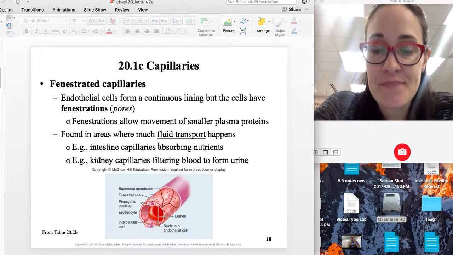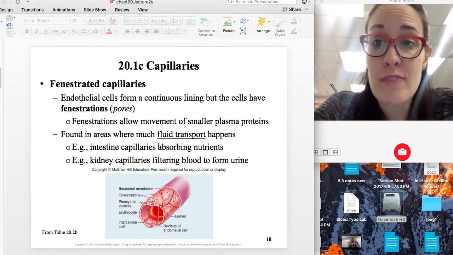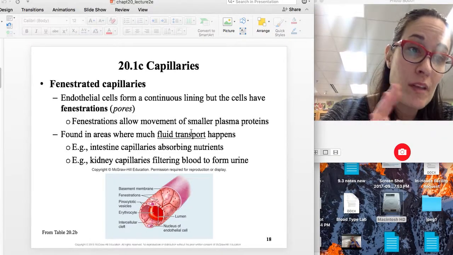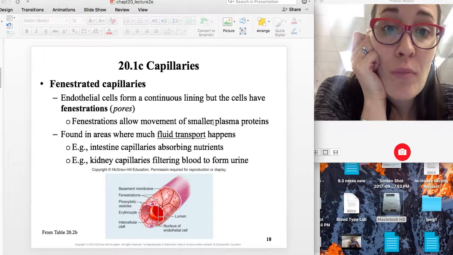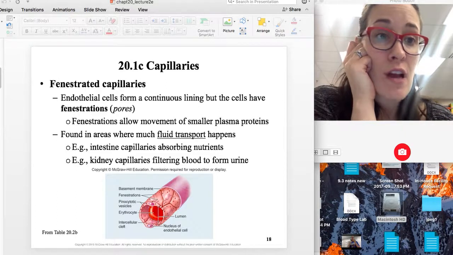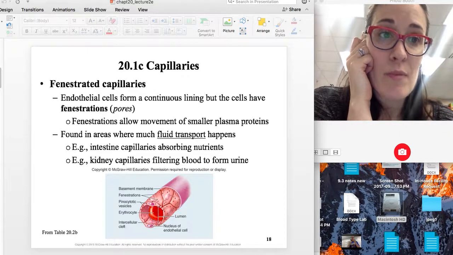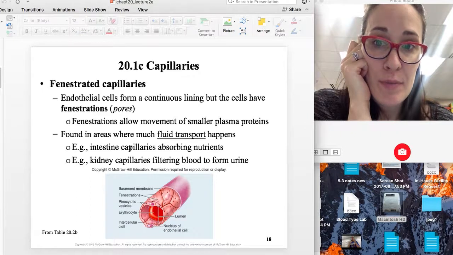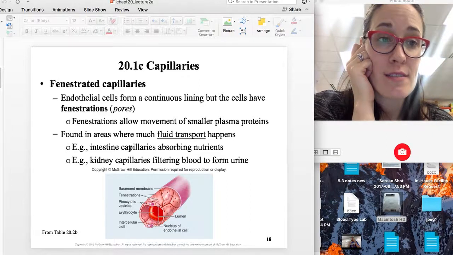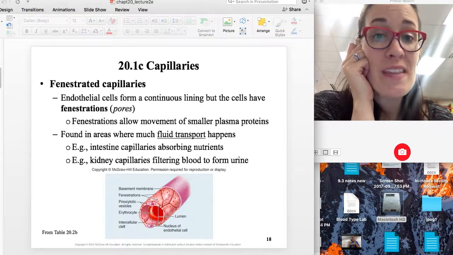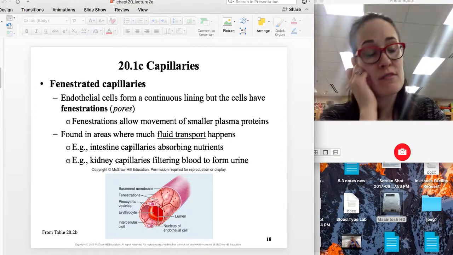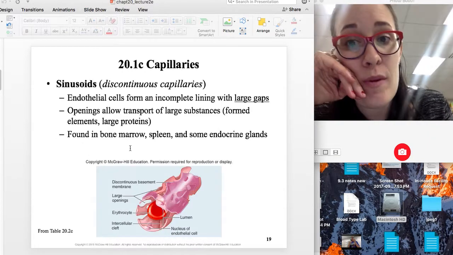Fenestrated capillaries have little holes or fenestrations, so it means pores. They allow movement for little bigger things, small plasma proteins. So you're going to find these in areas of the body where there's a lot of fluid transport, and that fluid contains some important molecules. So very specific places in the intestines and the capillaries around that area to absorb nutrients from the intestines into the blood. And then also in the kidneys, they're going to be important for the filtering of blood to form urine. So intestines and kidneys are where we find fenestrated.